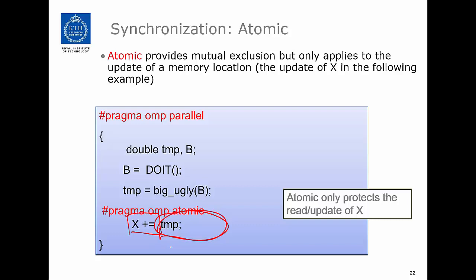And this is a far more efficient method than the critical region. Also, many processors, like the Intel architecture, have special instructions for atomic read, modify, write, or fetch and add instructions like this. So you can replace the whole statement here with just one instruction, which is very efficient.